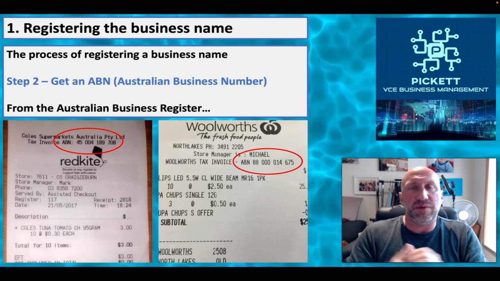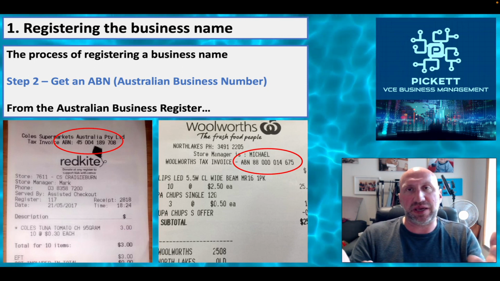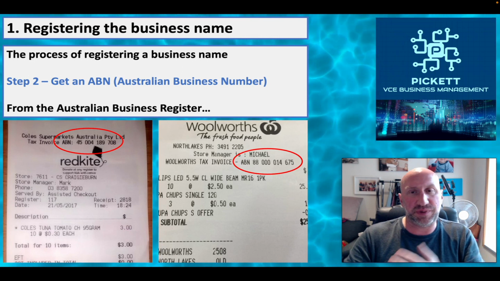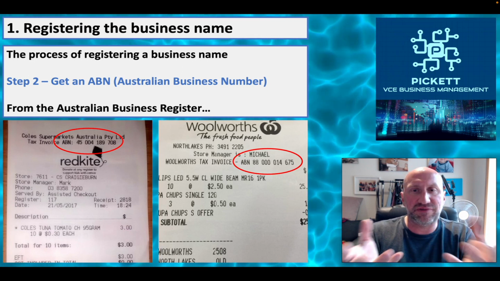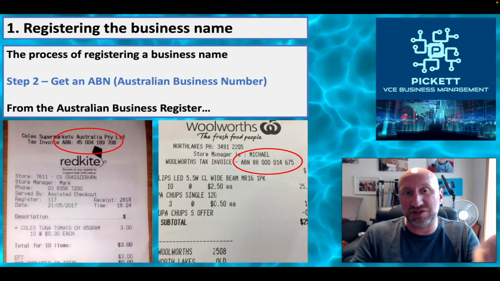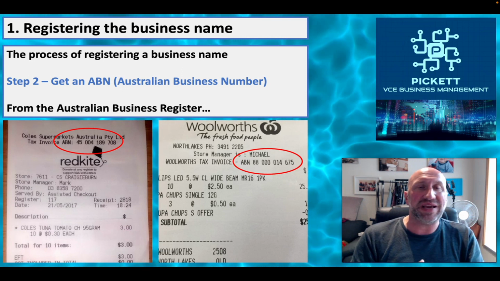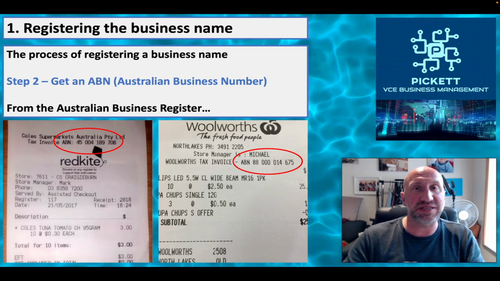So it's just part of the legal documentation that needs to be included on a receipt. If you've ever looked at a receipt and seen ABN and then a whole series of numbers, that's what we're talking about. It's that business's Australian business number.